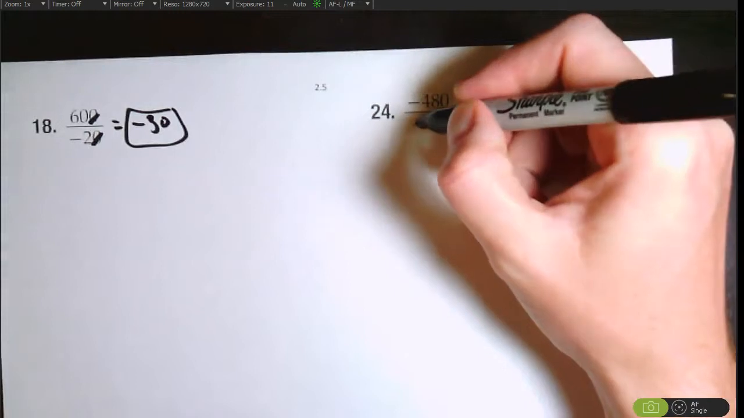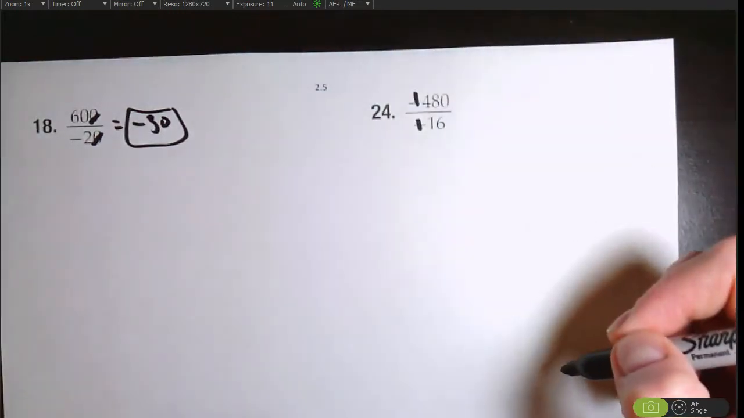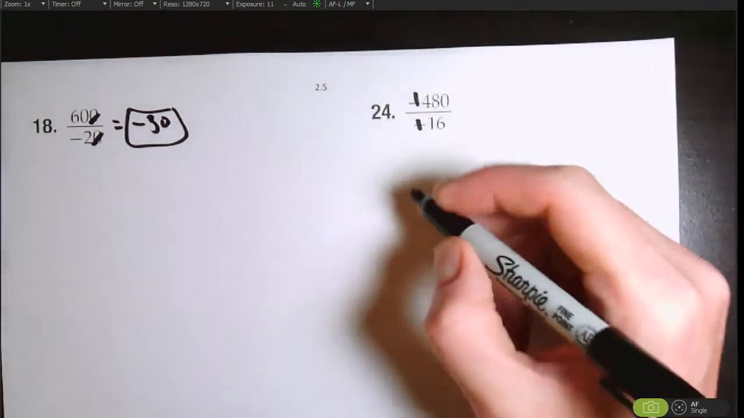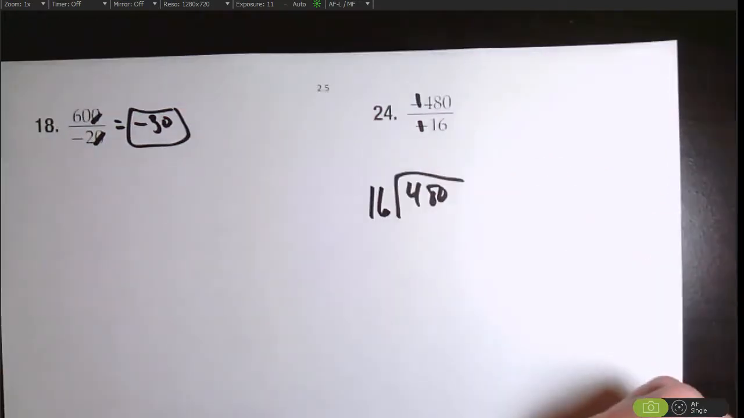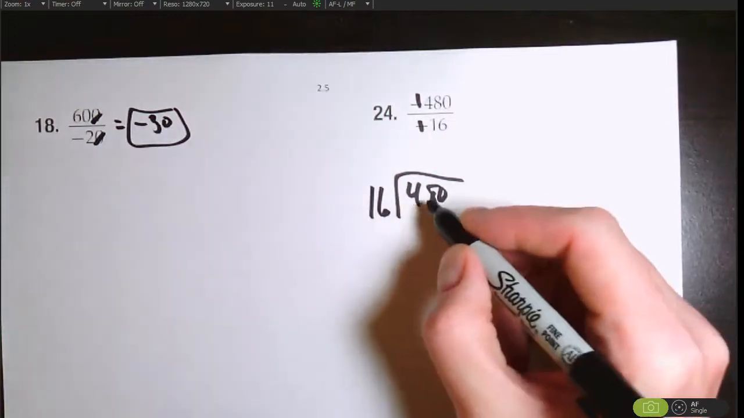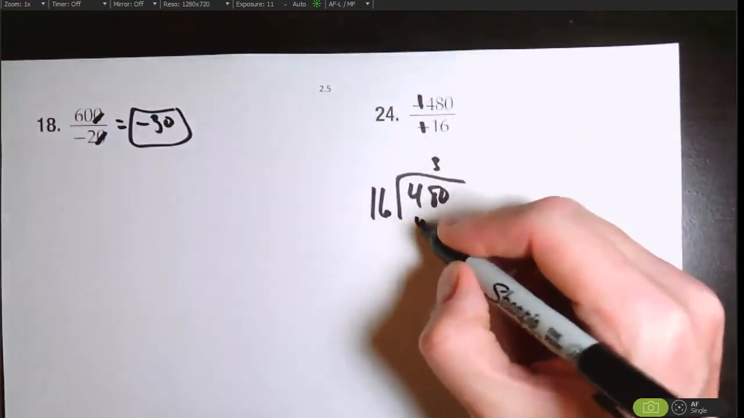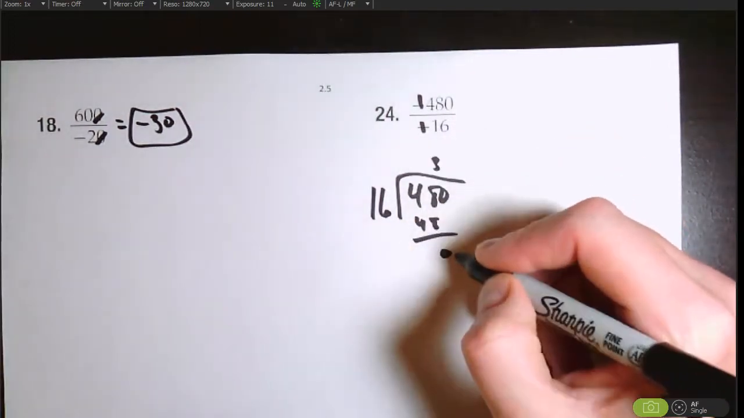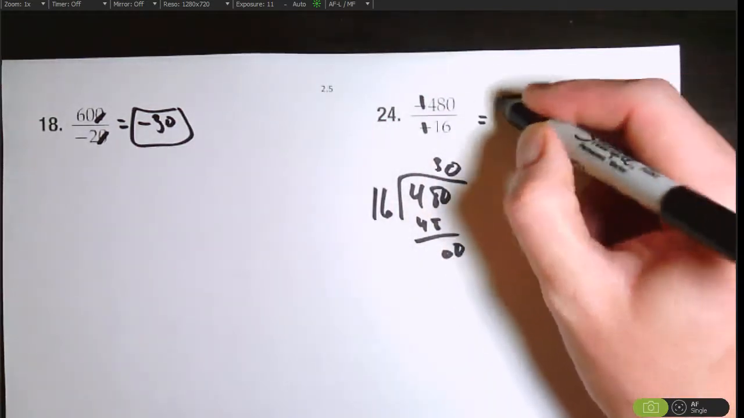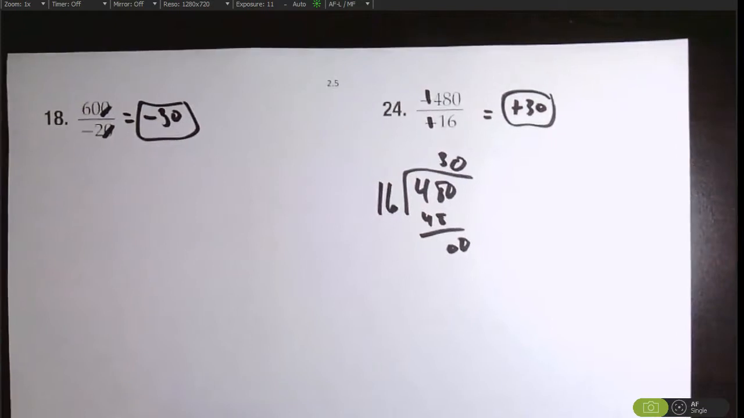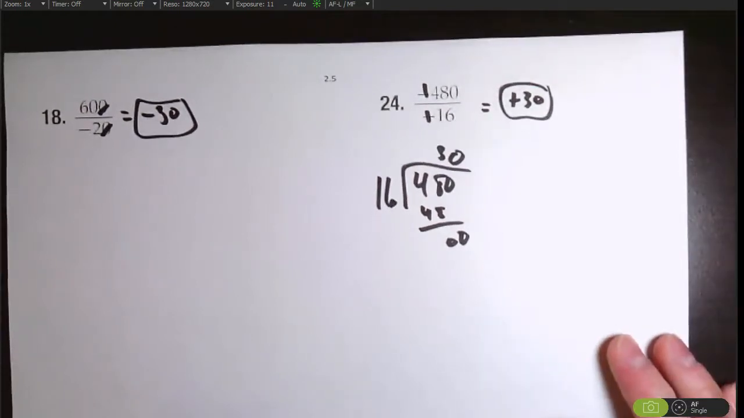For 24, hey, both those negatives cancel each other out. And then we got to do 480 divided by 16. Well, 16 doesn't go into 4, but it does go into 48 three times exactly. Drop the 0. Oh, 0 again. So this time it's positive 30. Wow, I just picked those two problems at random and same number, just different size.